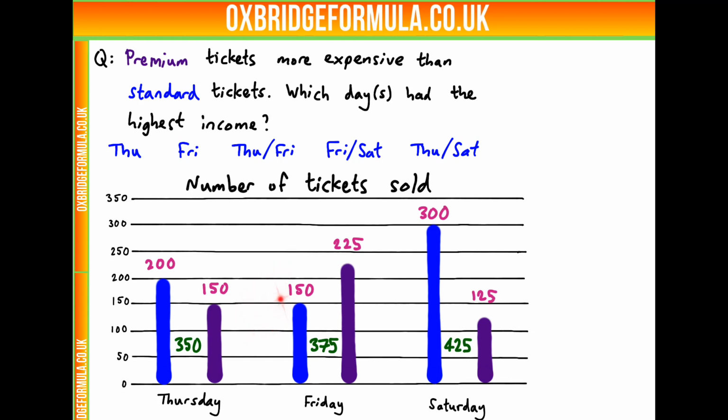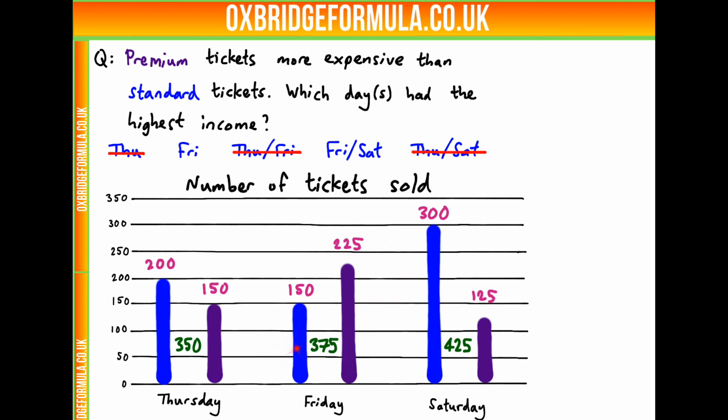But what can we see about the ratios of standard to premium in these 2 days? So the fact that we have a higher ratio of premium to standard on Friday and a lower ratio of premium to standard on Thursday, as well as a higher number of tickets on Friday, means that it can't possibly have been Thursday with the highest income. So there's no way that these could combine to make a higher income than these. So we can tick off any answers that consider Thursday as potentially having the highest income.